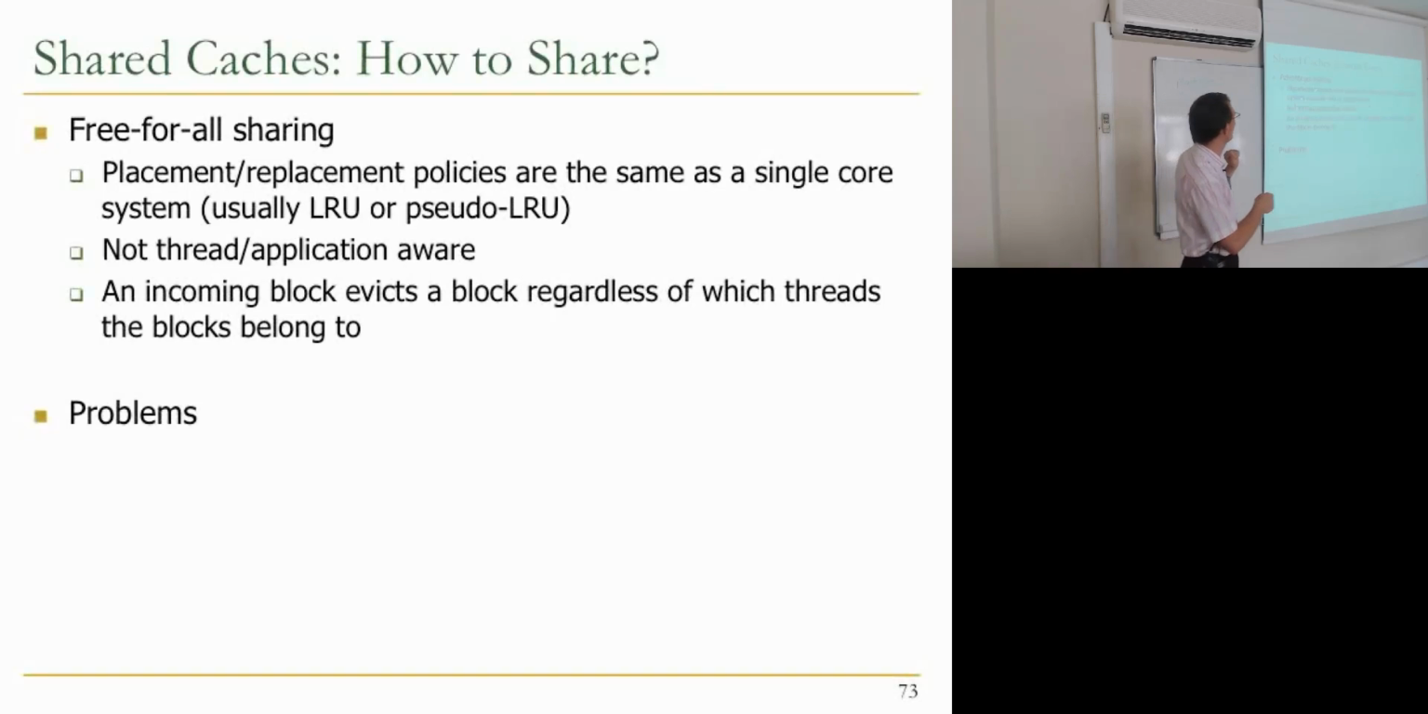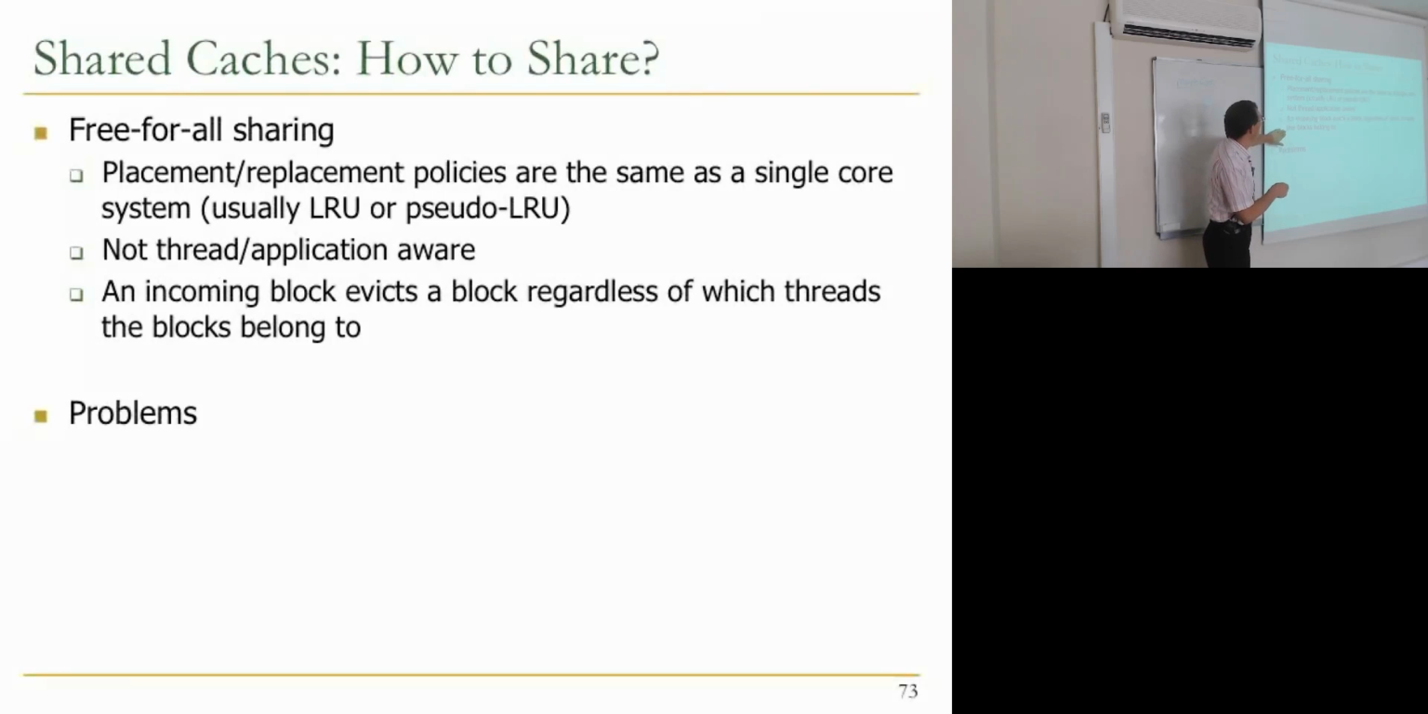Okay, how do you share? Assuming that we're going to have shared caches, how do you share these caches? One option is to have free-for-all sharing, saying that we're not going to be aware of threads, we're not going to be aware of anything intelligent. Basically, we're going to use replacement and placement policies that are the same as a single core system. These are usually least recently used based replacement policies or some kind of pseudo-LRU approximation to LRU policies. These are not aware of applications or threads, and these are also not aware of the potential reuse of a block, or they make a reuse prediction that says, if I've touched a block recently, I'm going to touch it again. That may not be a correct reuse prediction, right? For all applications at least, or for all access patterns.